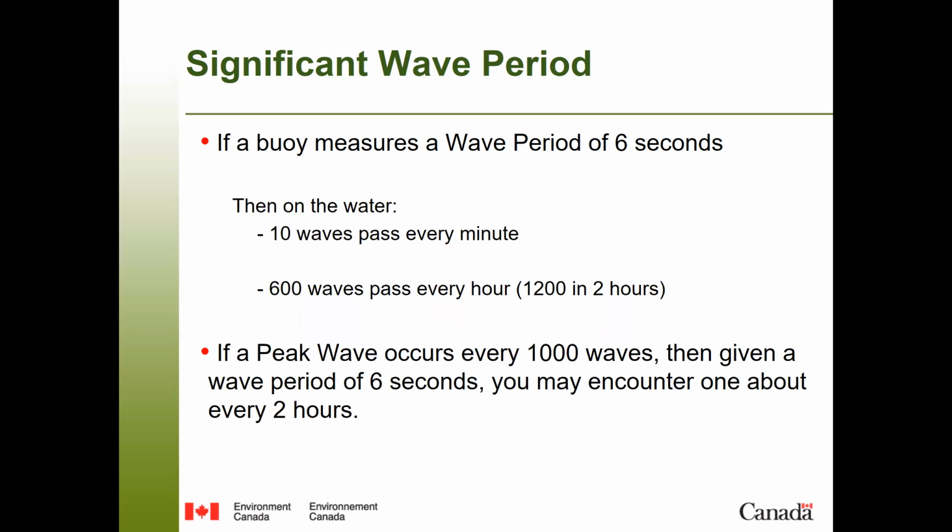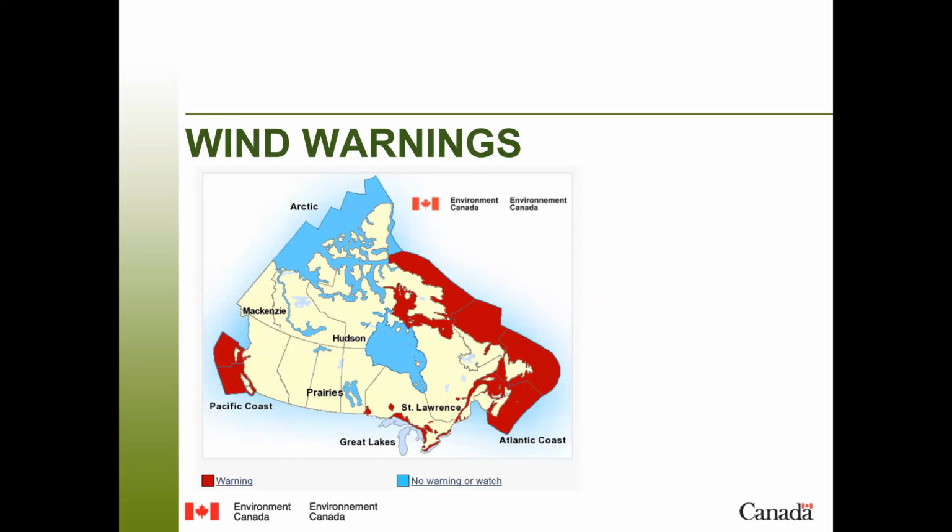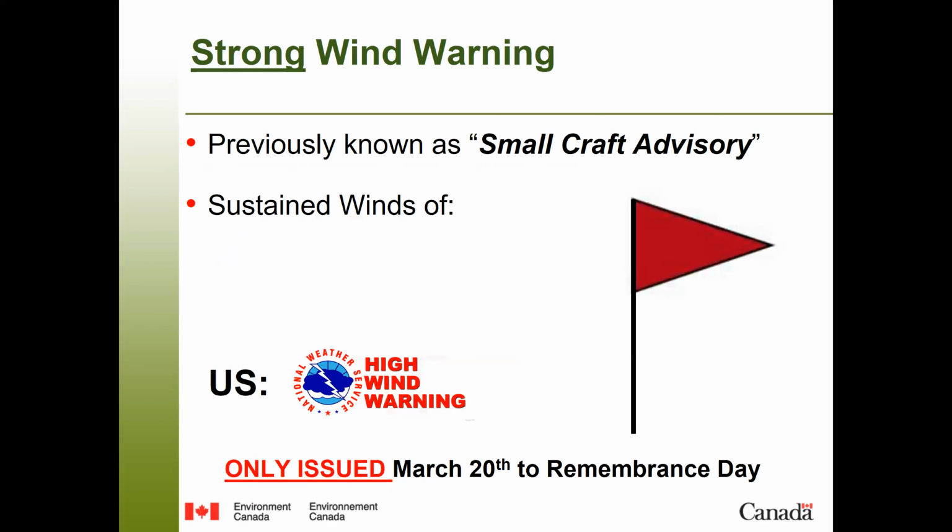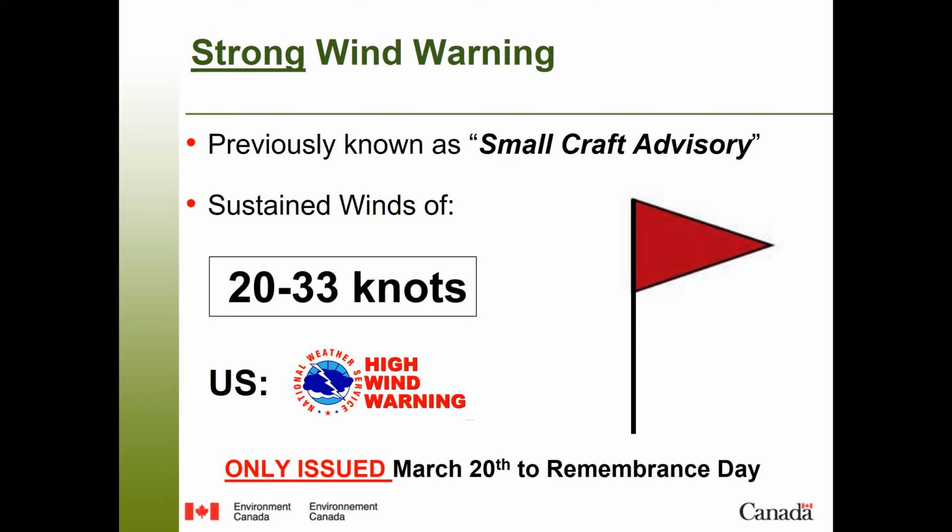So to continue on and slowly wrap things up, I'll briefly touch on the wind warnings. And I think hopefully most people know most of these, but it's always good for review. It used to be, of course, known as small craft, but now we use a strong wind warning. And for us, it's a seasonal thing, but it's basically anything less than a gale, so anything less than 33 knots and picking up into the 20 knot range. And for the US, it's a high wind warning.